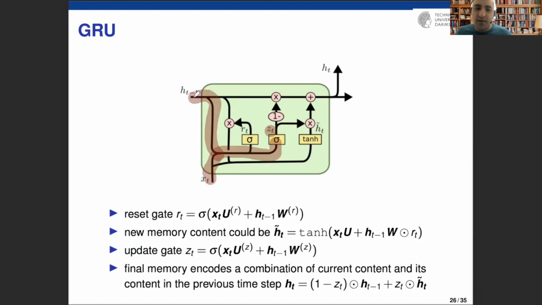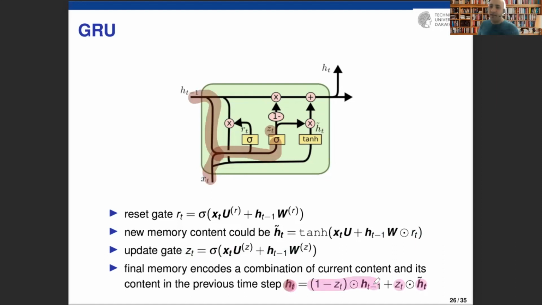But why is it called the update gate? Because the final memory encodes a combination of the current content and its content in the previous time step. So the final memory value, our h_t, is based partially on the new memory content and the previous content. So when we completely keep the previous content, right?